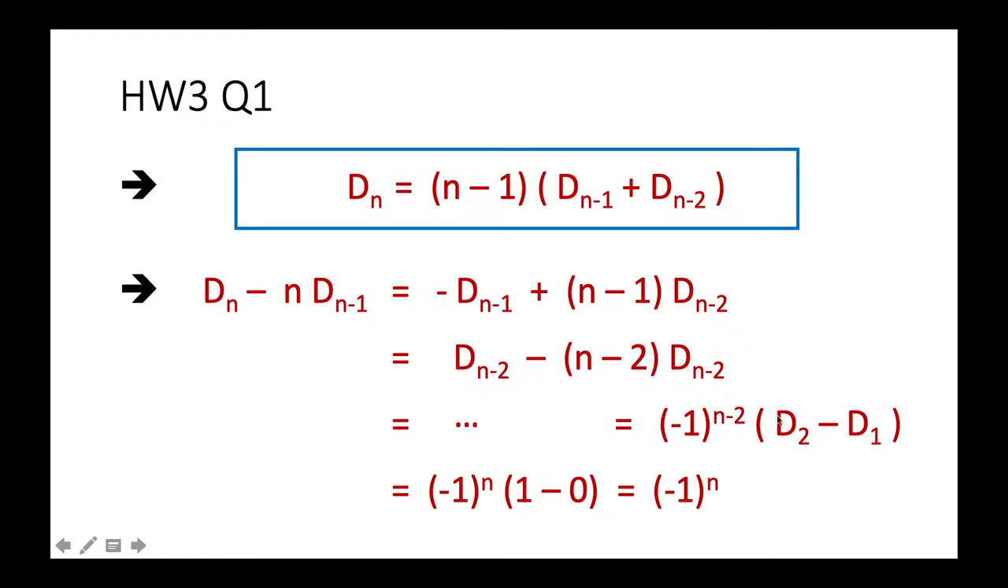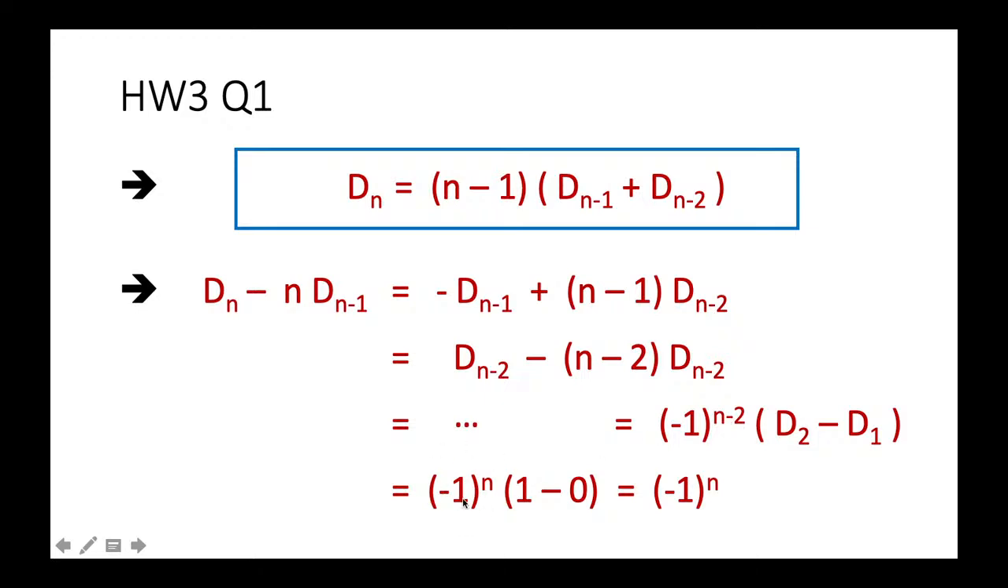Now, what is d_2? d_2 is the number of derangements when you have exactly two items, and there is only one. So d_2 is equal to 1. And d_1 is 0 because there is no way to get a derangement if you just have one item. So that means d_2 is 1, d_1 is 0. Is that okay?